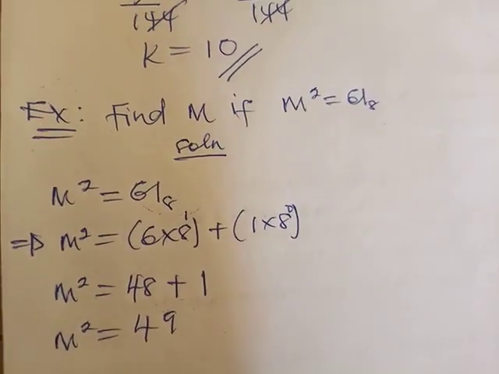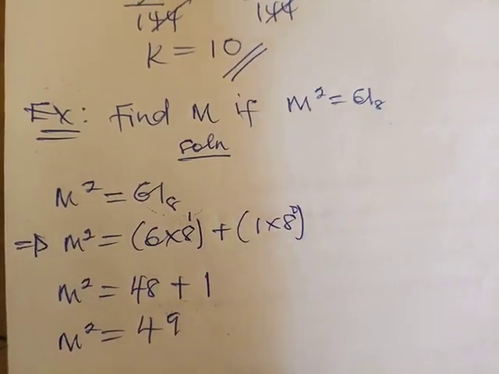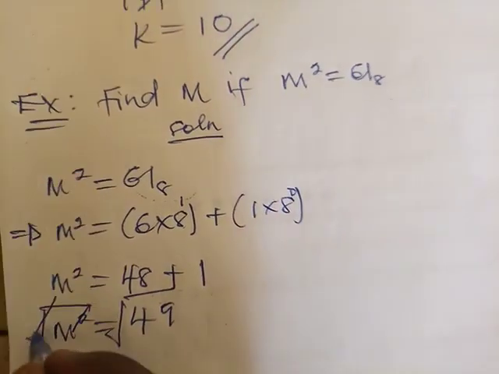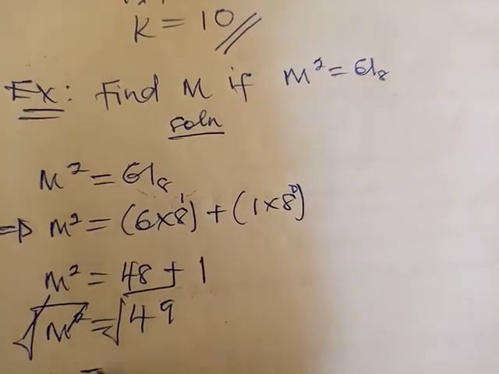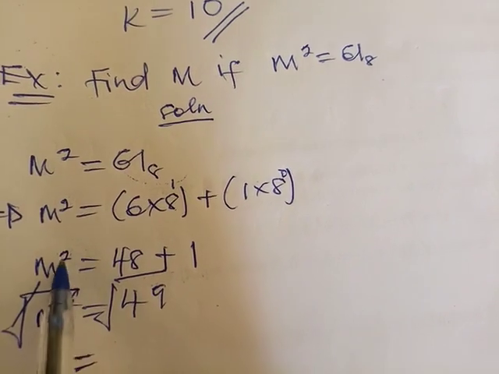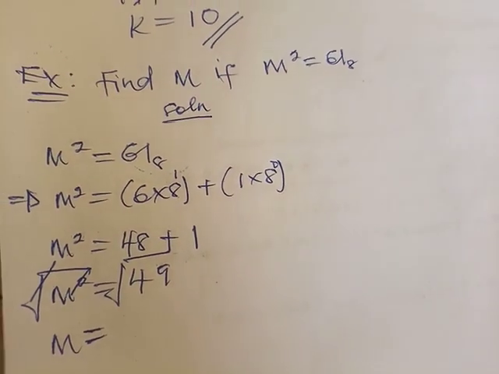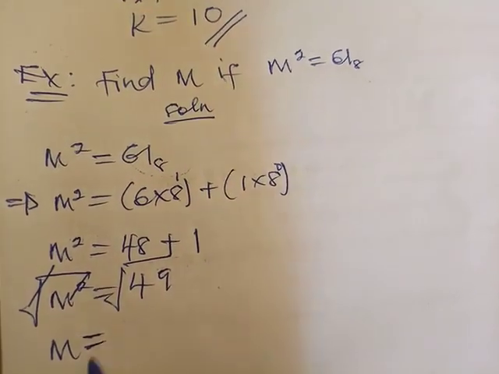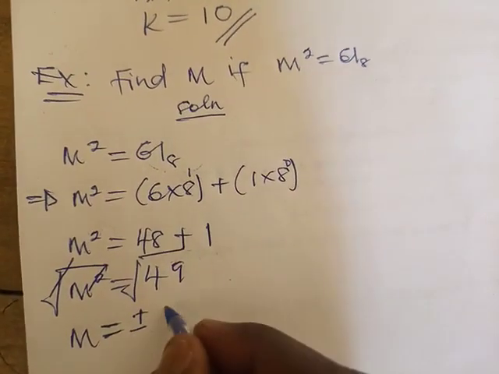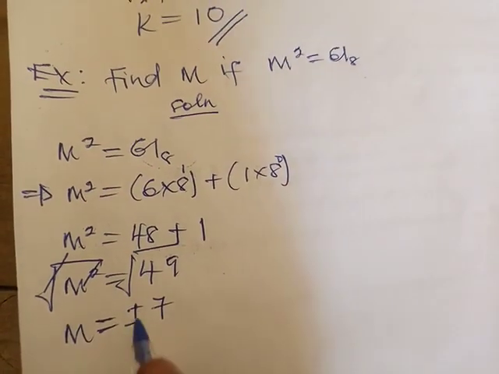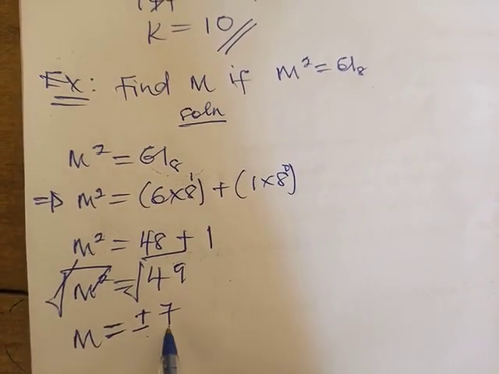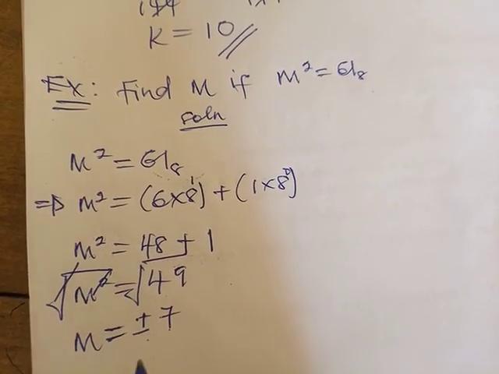So we are going to square root both sides because we are looking for m. So let's square root both sides. This cancels that. Now because the exponent here is 2, we are going to get two values of m. So we have m is equal to plus or minus 7. This is because positive 7 times 7 will give you 49, and negative 7 times negative 7 also gives you 49.